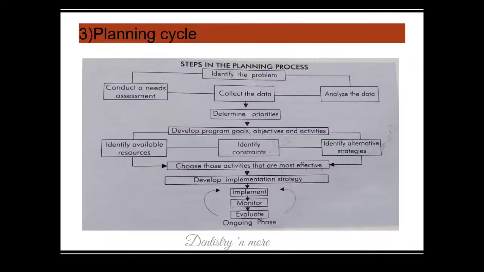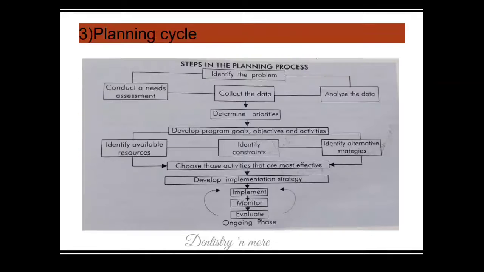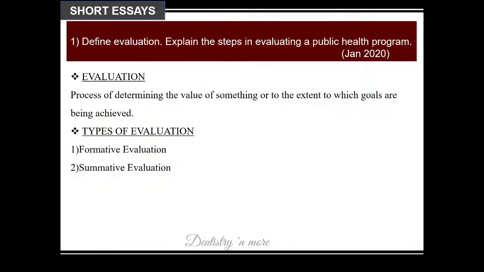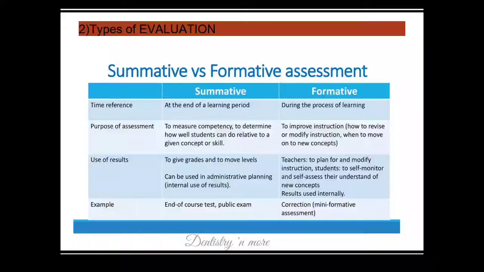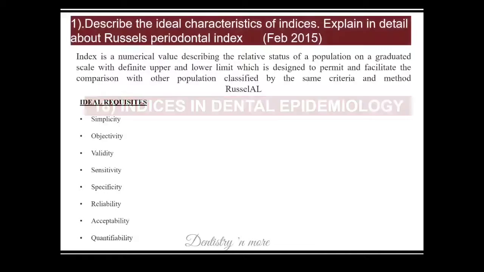Okay, so the planning cycle we need to elaborate in your own points, but you need to maintain this flowchart. So evaluation, steps of evaluation are there, and other types are also there. Now we are into the last chapter, that is indices in dental epidemiology. It's not very commonly asked, but it is asked sometimes.